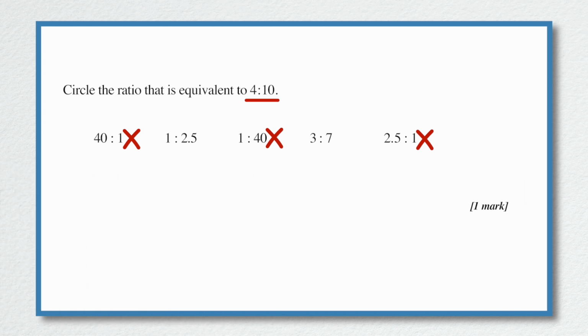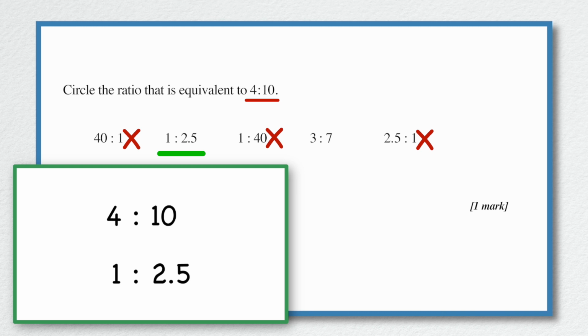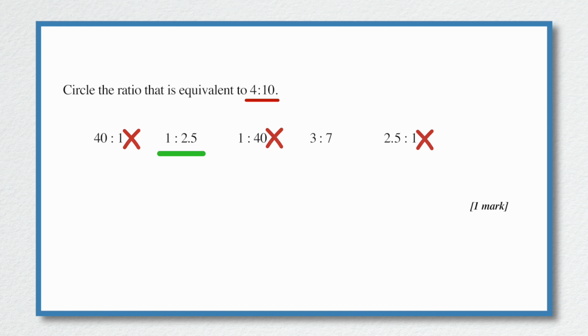So we are left with 2 ratios. If we look at this one, 1 to 2.5, if we look at the left-hand side of the ratio, to get from 4 to 1, we would have to divide through by 4. Therefore, to get the right-hand side, we would have to divide 10 by 4, which is equal to 2.5. And so there's our answer. The ratio of 4 to 10 simplifies to 1 to 2.5.